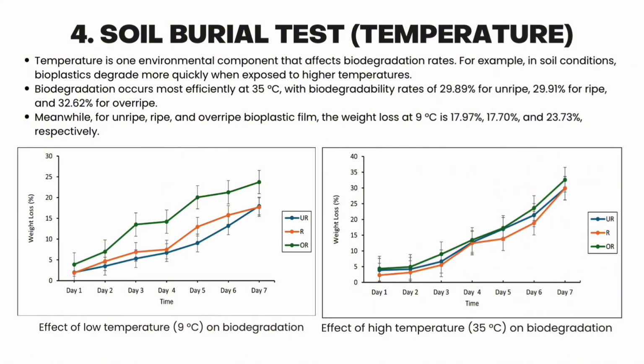In contrast, when the bioplastic was subjected to a lower temperature of 9 degrees Celsius, the weight loss was notably lower, indicating slower biodegradation. The rates were 17.97% for unripe, 17.70% for ripe, and 23.73% for overripe films.